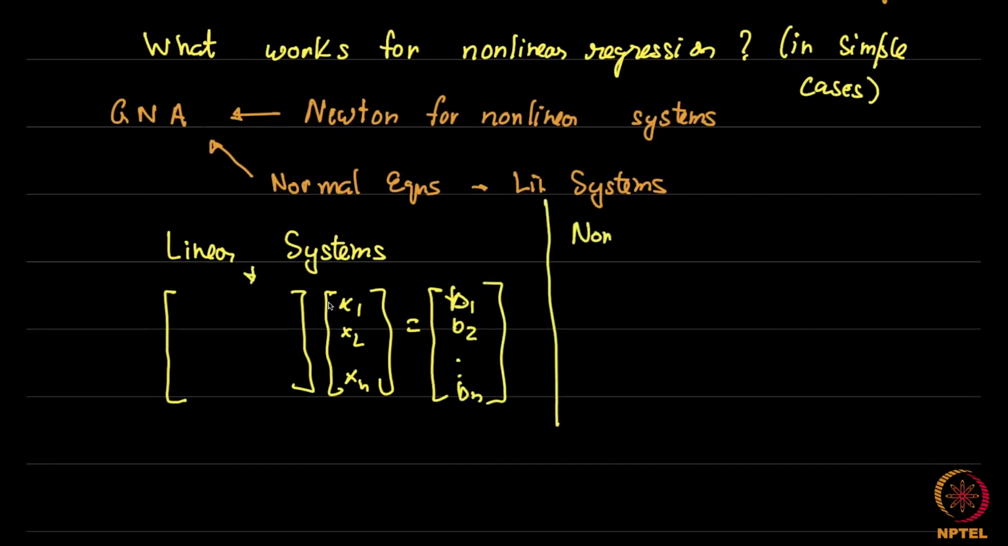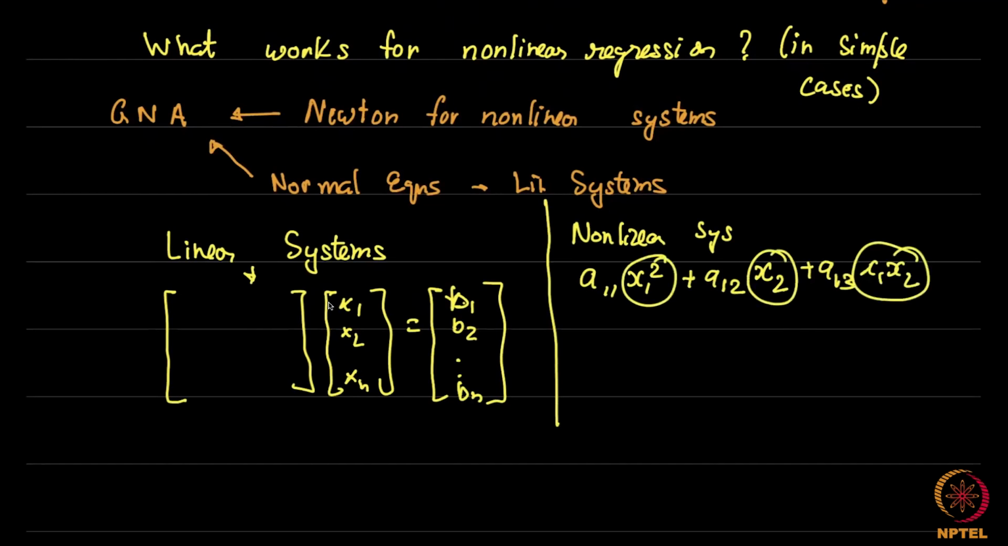A nonlinear system is something like you could have a11 x1 square plus a12 x2 plus a13 x1 x2. These are the variables we are solving for, please remember, these are the parameters that we are solving for. In such a case, this is of course nonlinear in x1, x2. Some of you might be more comfortable if I call this a11 w1 square and a12 w2, etc. In such a case, it's nonlinear in w. So this is a nonlinear system.